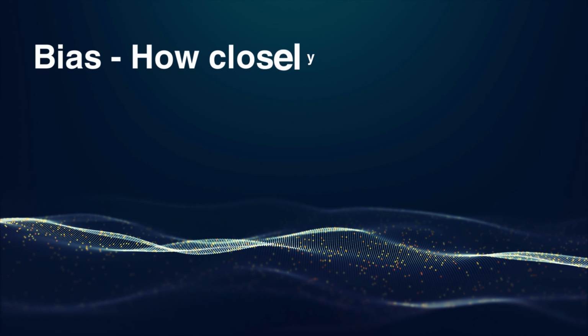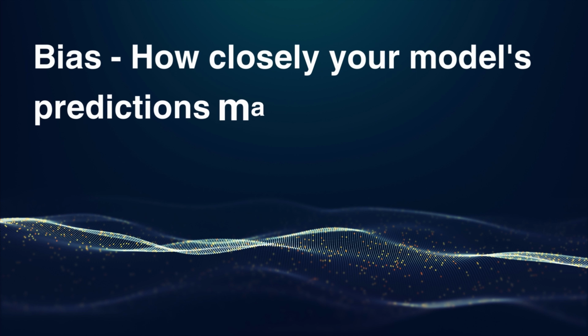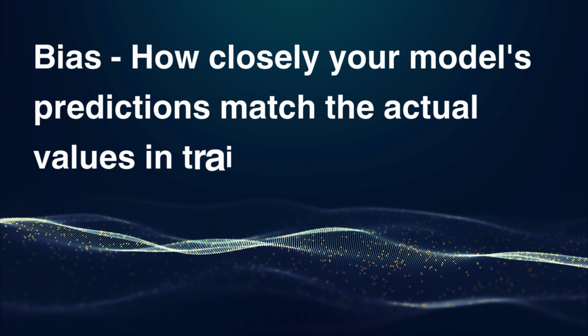In machine learning, every model aims to achieve two essential goals. Bias. This represents how closely your model's prediction matches the actual values in the training data. It can be thought of as a systematic error in your model. A high bias means your model oversimplifies the data, leading to underfitting. In other words, it doesn't capture the underlying patterns in the data.